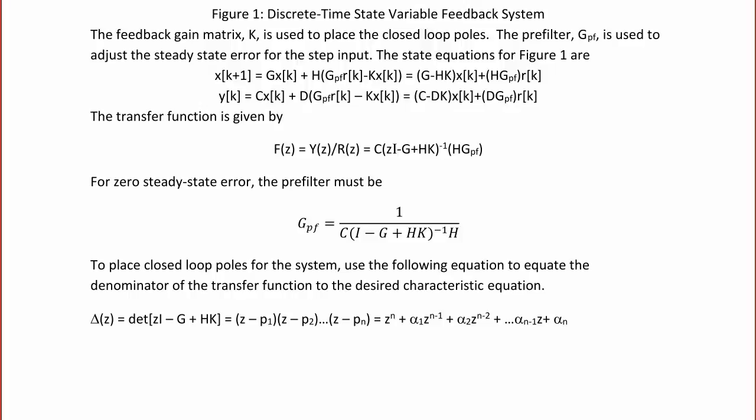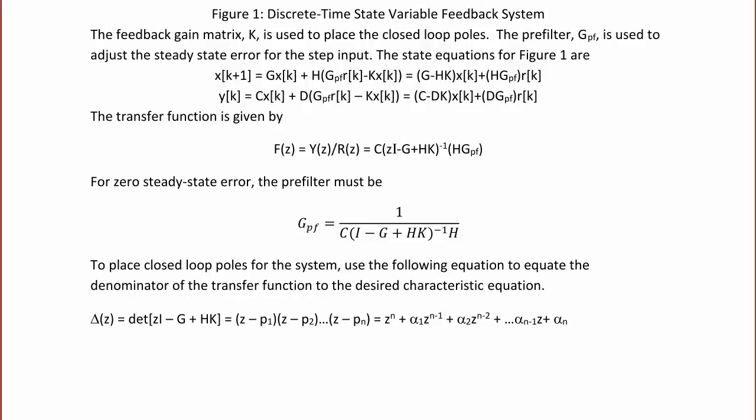And the state equations for Figure 1 are X(k+1) = G X(k), but now here's different than the last lecture because we have the pre-filter. So this is plus H times G_PF R(k) minus K X(k), which reduces to (G minus HK) X(k) plus H G_PF R(k), and the output Y(k) is C X(k) plus D G_PF R(k) minus K X(k), which simplifies to the quantity (C minus DK) X(k) plus D G_PF R(k).